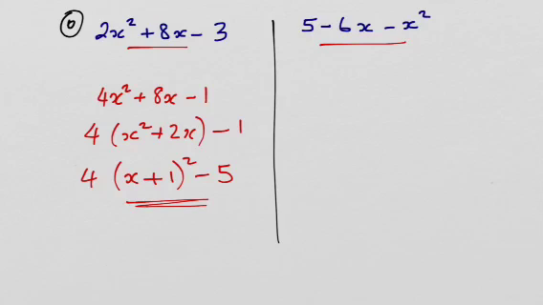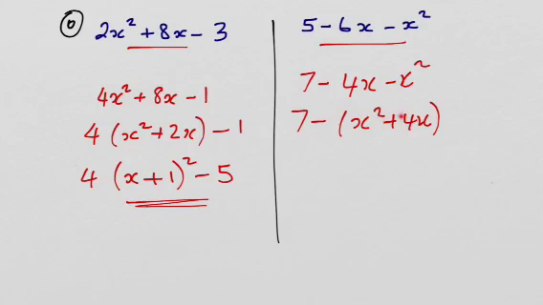Again, let me do one of these for you. 7 take away 4x, take away x squared. I would do 7 take away, now take negative 1 out as a common factor. That's going to give me x squared plus 4x. Please note that the sign changes, because the negative sign on the outside times that positive would give me the negative back. So note the sign changes.